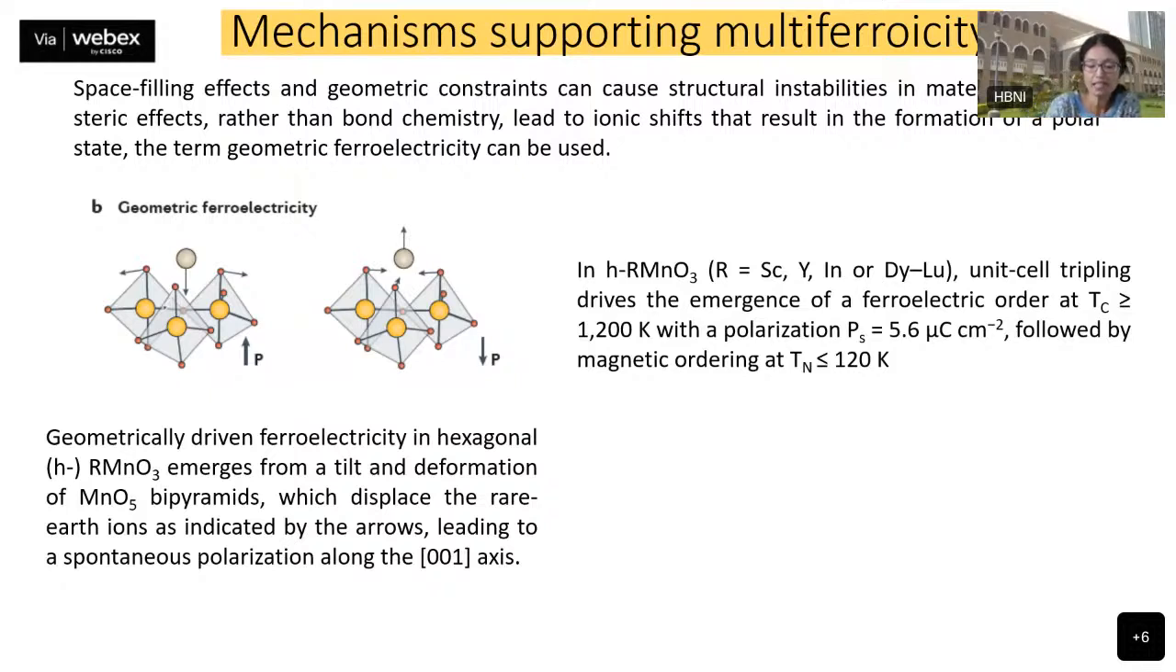So in this case, let's take the example of hexagonal RMnO3. It emerges from a tilt and deformation of the MnO5 bipyramids. So in this case, what happens is you have this kind of steric crowding, and the polarization of this particular ion happens. So in RMnO3, the unit cell tripling drives the emergence of a ferroelectric order at the Curie temperature, which is 1200 Kelvin, with a polarization of 5.6 microcoulomb per centimeter square, and which is followed by a magnetic ordering at 120 K. So in this case, it is basically the steric crowding effect which is giving rise to the polarization. So this is a geometric ferroelectricity.